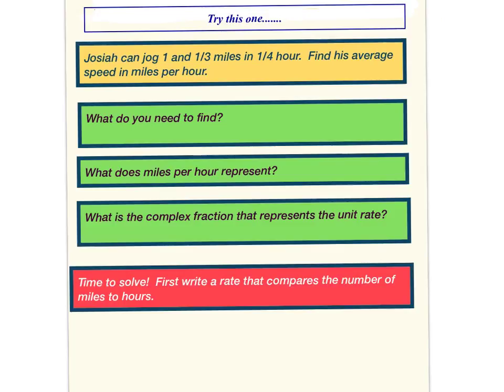Now let's go ahead and take these complex fractions and apply them to unit rates. So let's look at this example. Josiah can jog 1 1/3 miles in 1/4 of an hour. Find his average speed in miles per hour. The first thing to do with any word problem is dissect it and take it apart. So what do we need to find? It asks us to find our average speed in miles per hour. So we need to find Josiah's average speed.